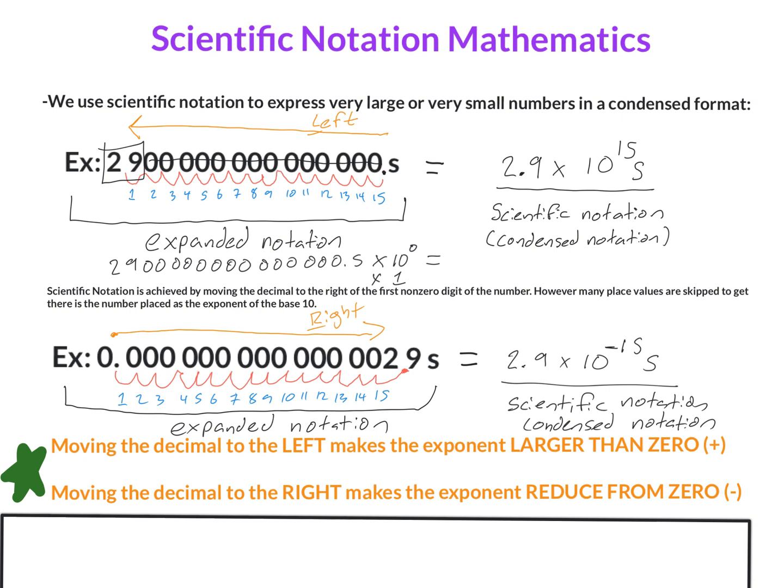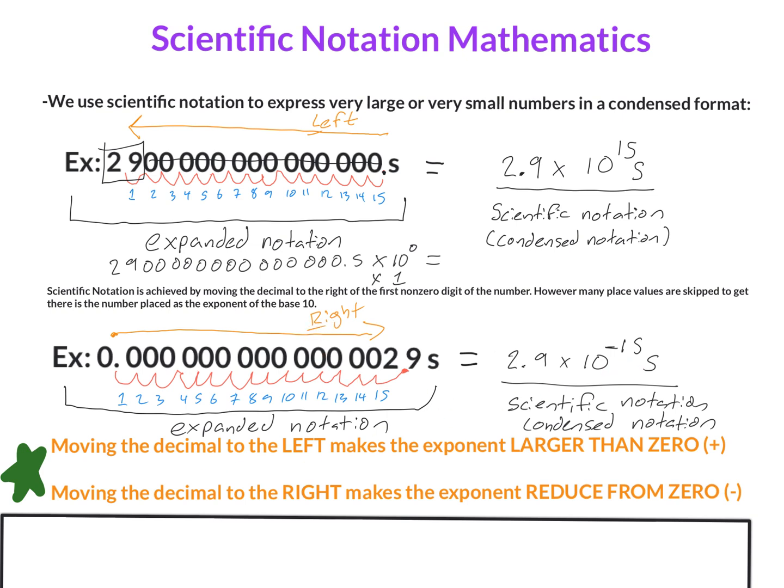So if I'm at 0 with my exponent, and I'm moving my decimal point to the left, what I'm doing to my exponent is I'm making it larger in value. So 15 is larger than 0, right? So I'm making it larger in value. I went positive with it. Well, here I went to the right, which meant from 0 I had to reduce its value. I had to make it more negative.